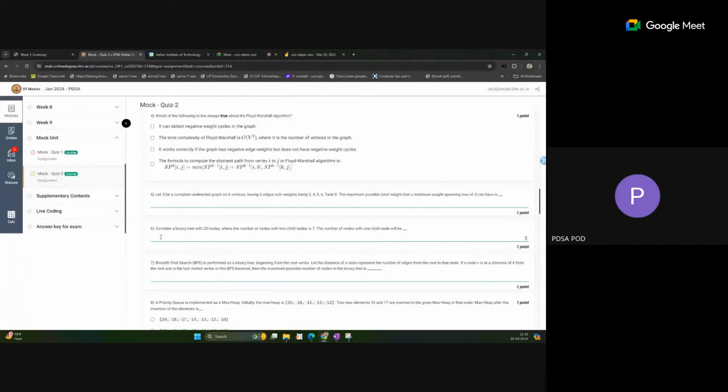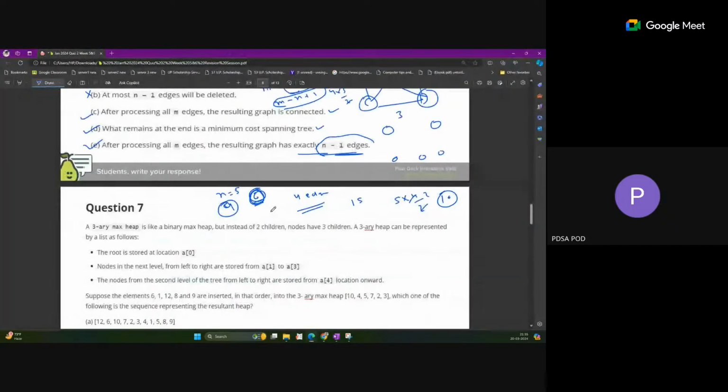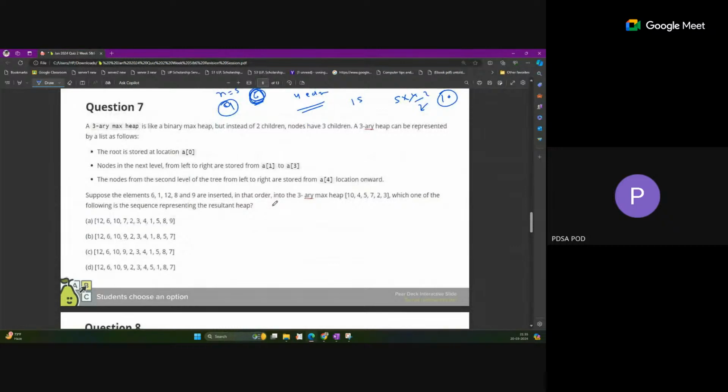Okay, so consider a binary tree. Now the next big 6 is started. So let's discuss the big 6 question. This is the first question regarding the max heap, but this is a 3-array heap, similar to ternary, we can say. That means in this heap, every node will contain 3 children in place of 2 children in the binary. Because of that, this is a 3-ary max heap. This definition is mentioned in the statement.